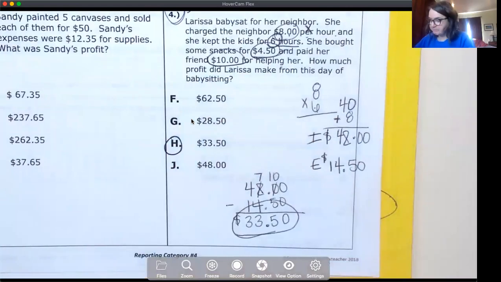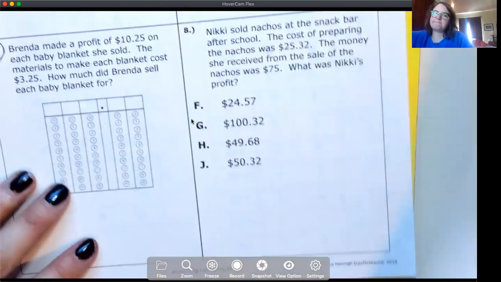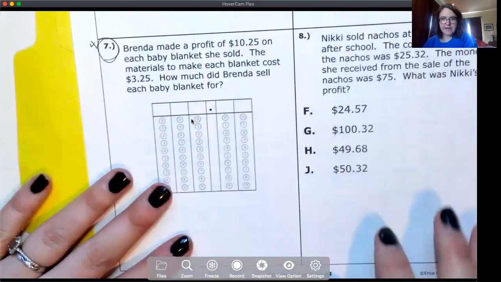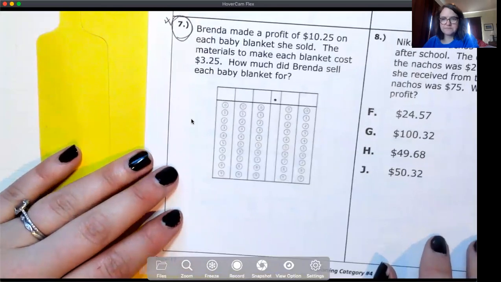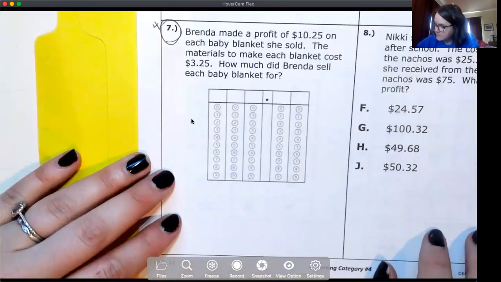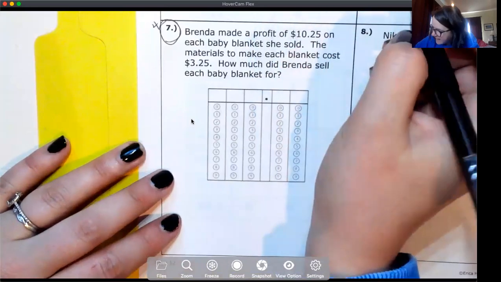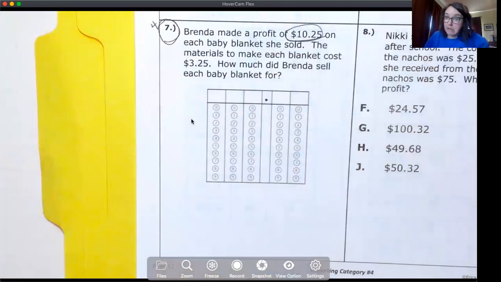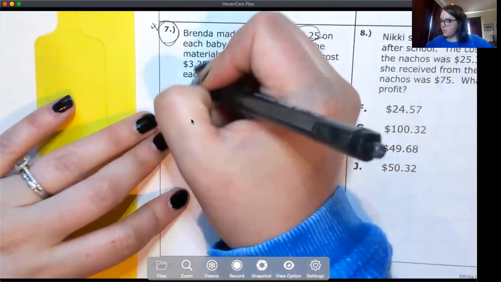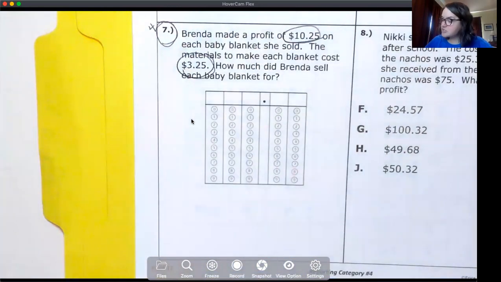Let's do a couple more. All right. Brenda made a profit of $10.25 on each baby blanket she sold. The materials to make each blanket cost $3.25. How much did Brenda sell each baby blanket for?